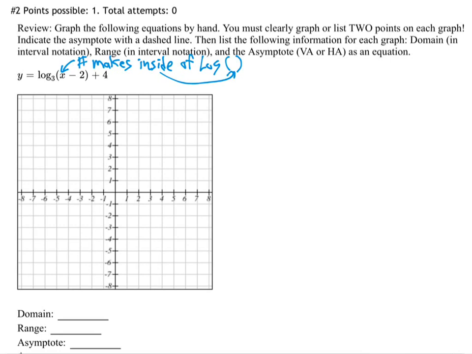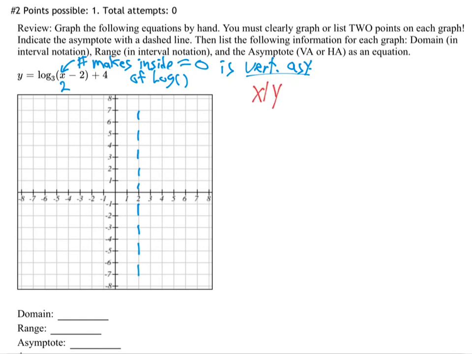I'm not saying that very clearly. The number that makes the inside equal 0. So what number? That'd be 2, right? If you plug in 2, it'll make the inside of a log parenthesis equal 0. The number that does that is the vertical asymptote. So that's going to be at 2. There's the vertical asymptote. That's important to find.